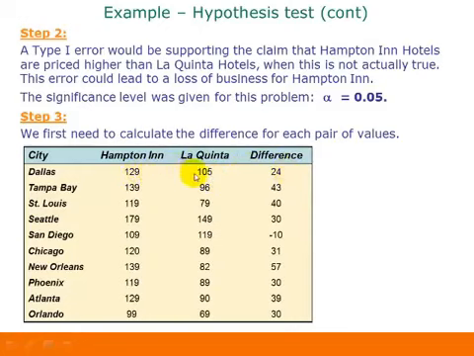So because we were subtracting the 129 minus the 105 here, then down here we're taking the 109 minus the 119. And notice that here we get a negative value because in this case the Hampton Inn price was actually lower than the La Quinta Inn price.